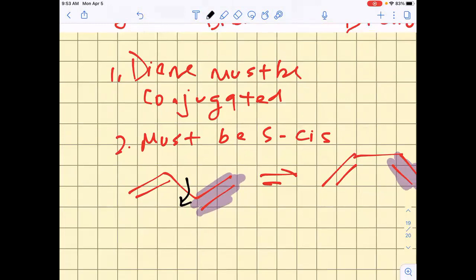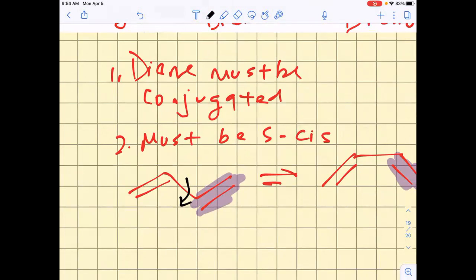And it does cost some energy, but again, that's why you do the reactions at high temperature. So you can have enough energy available for that little equilibrium between S-trans and S-cis to be towards the S-cis side.